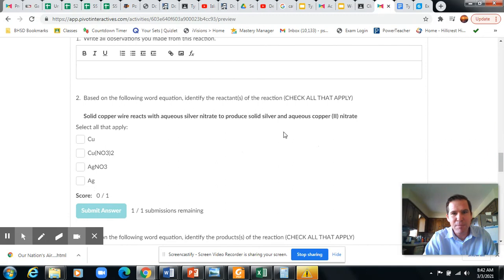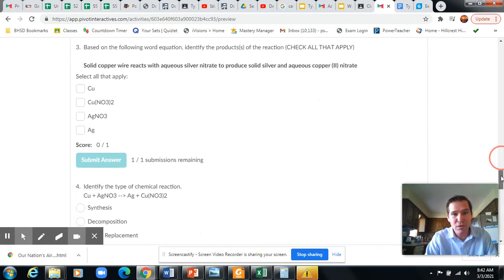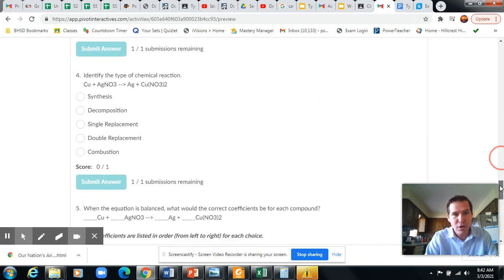Okay, and then I'm giving you the word equation. I'm asking you to identify the reactants, check all that apply. Now, with many of these questions, there's more than one answer. So as you know, if it says what are the reactants, what are the products, when there's more than one, check all that apply. You need to check all those to get credit for the question. Okay, so then you just go through and answer the questions. So you know what type of reactions.